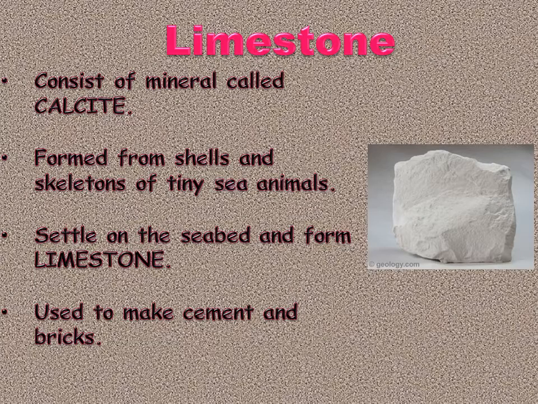Limestone is mainly made up of a mineral called calcite. The calcite is formed from the shells and the skeletons of tiny sea animals. Chalk is a kind of limestone. Limestone is used to make cement and bricks.